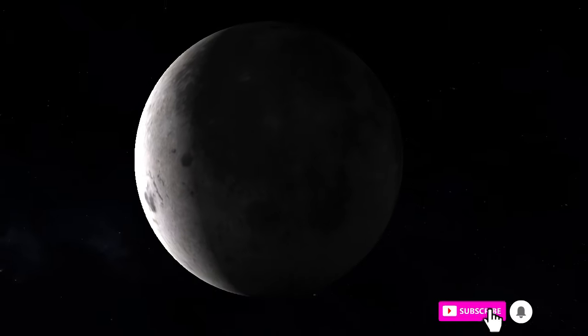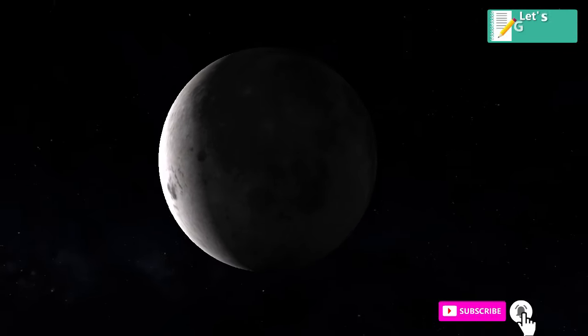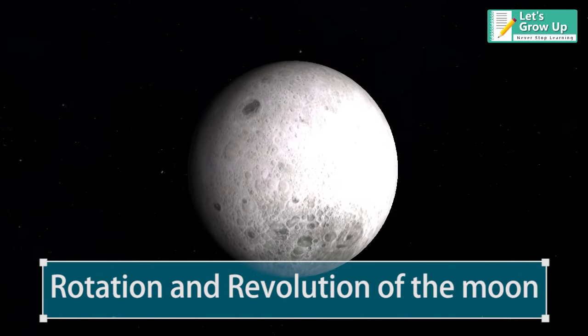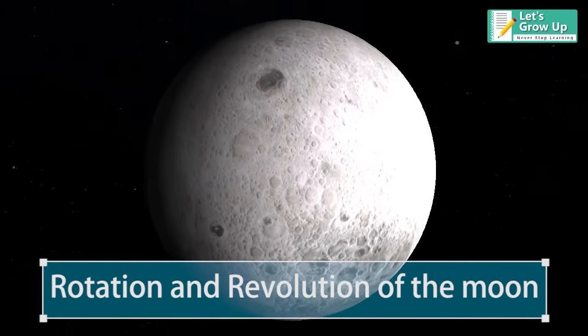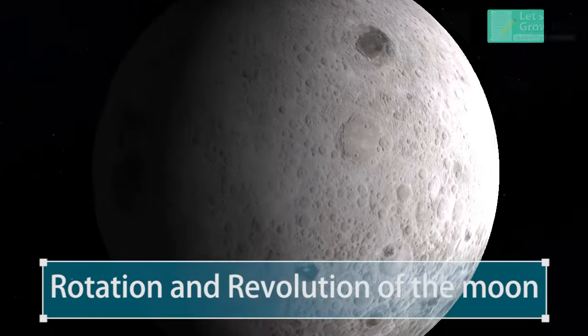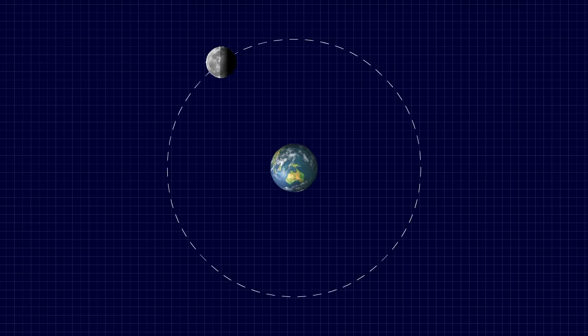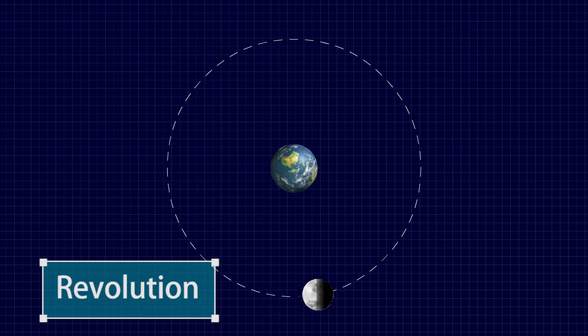Do you know why we see only one side of the moon? To know this, we must first understand two things: rotation and revolution of the moon. Rotation is the movement of the moon around its axis, and revolution is the movement of the moon around the Earth.